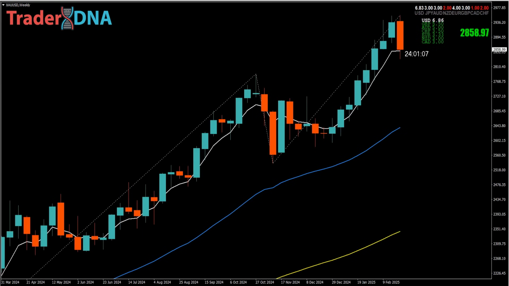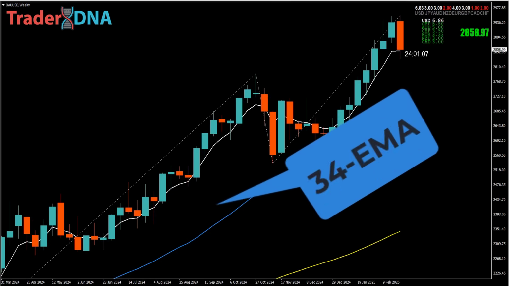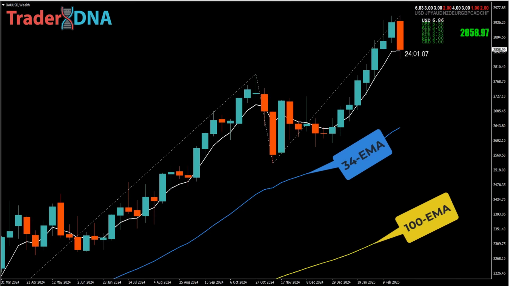Take a look at this chart. It's crystal clear the 34 period EMA is above the 100 period EMA, and both lines are pointing upward. What does that tell us? We're in an uptrend. The market is bullish.